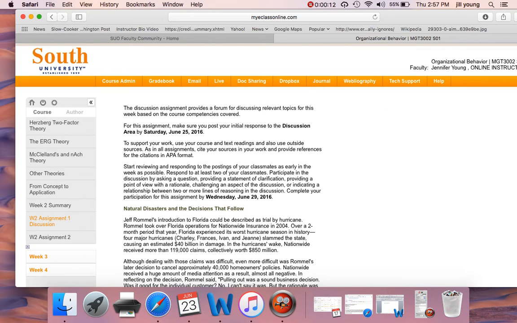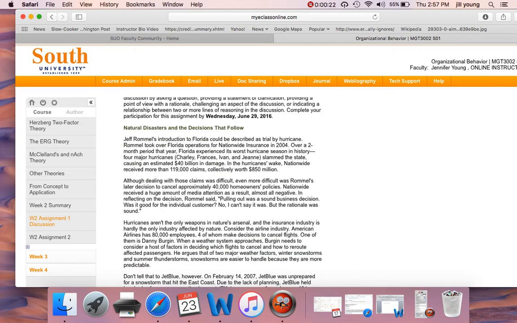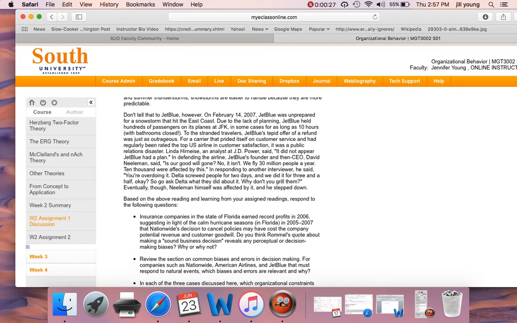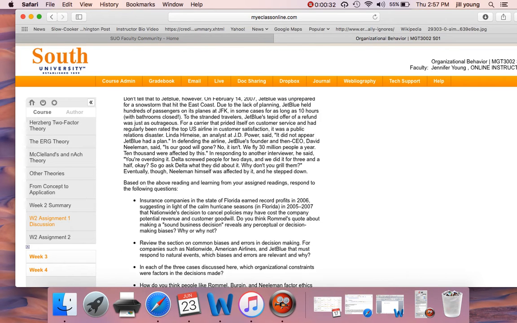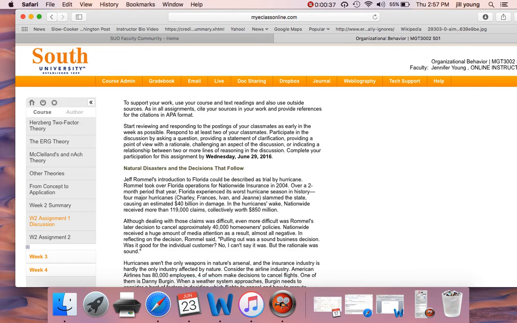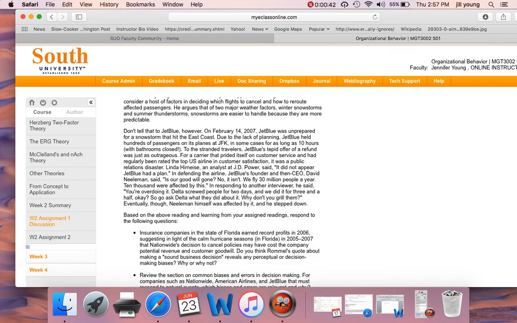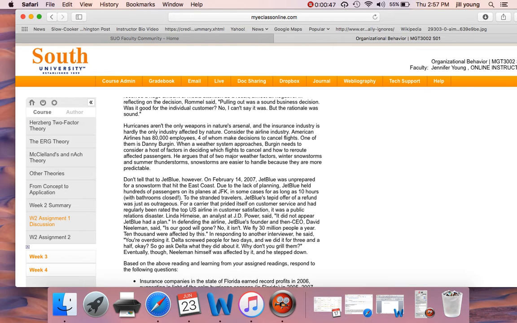There's some reading to do with both of these. If you look at your discussion, it's due on June 25th, this Saturday. You're going to read about some disasters and how they were dealt with as far as the response and decision-making process. You're going to read about JetBlue, Nationwide Insurance, and, I think, American Airlines, yes.